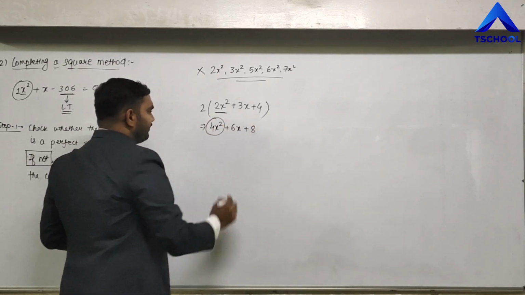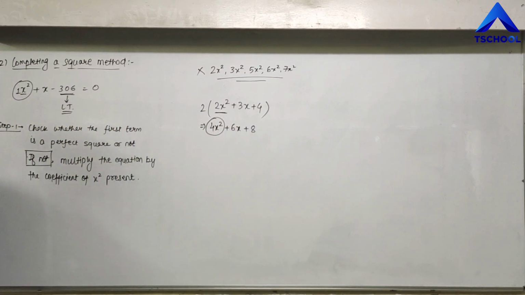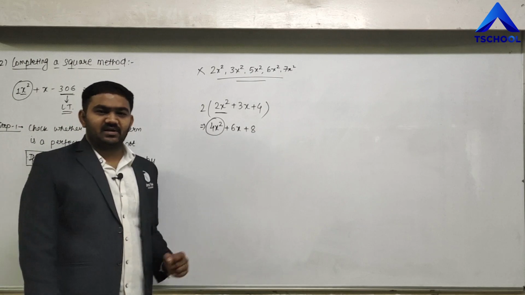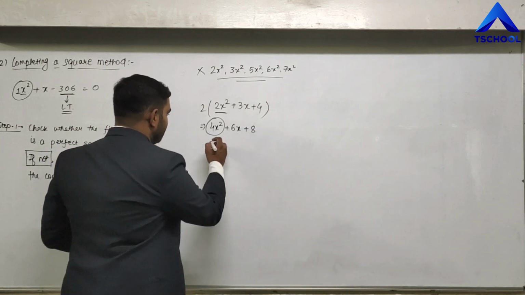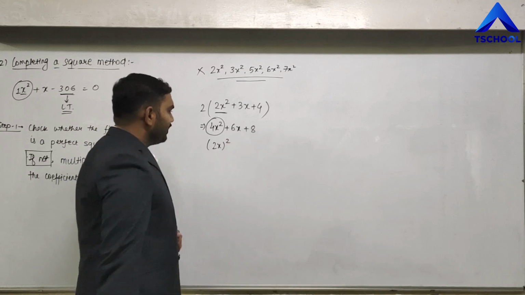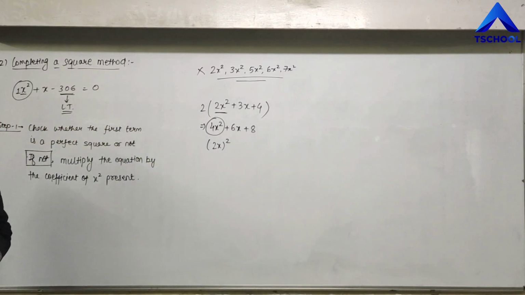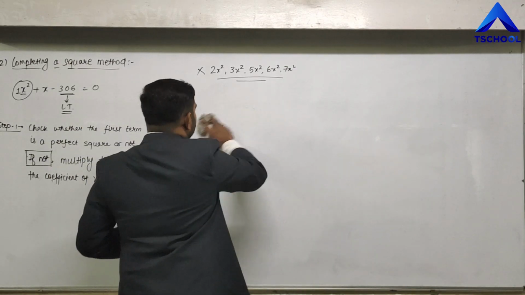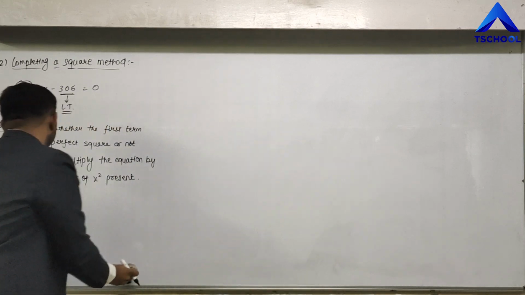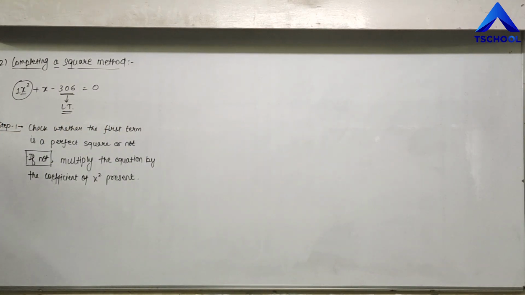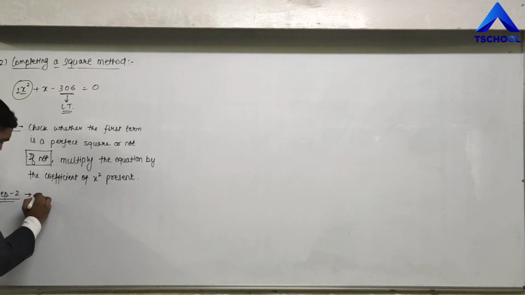Only check the first term right now. So the first term here is 4x square, and now that is a perfect square because the square root of 4x square is 2x. So 4x square can be written as 2x whole square. Right friends, so this is how you can check whether the first term is a perfect square or not. So first of all, check whether the first term is a perfect square. If not, multiply the equation by the coefficient of x square present. Then the second step is you need to find out the last term.